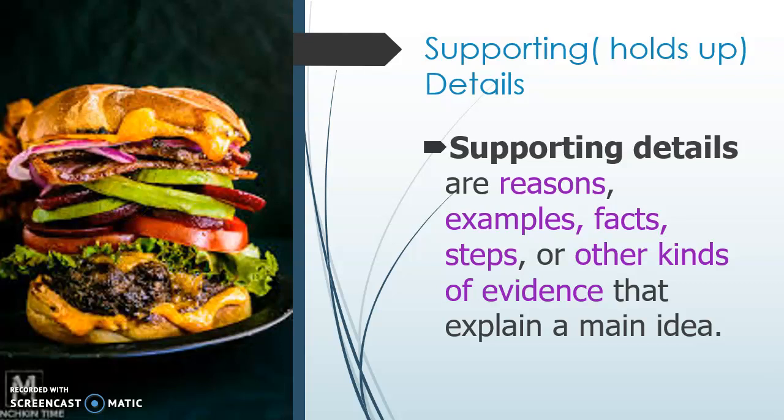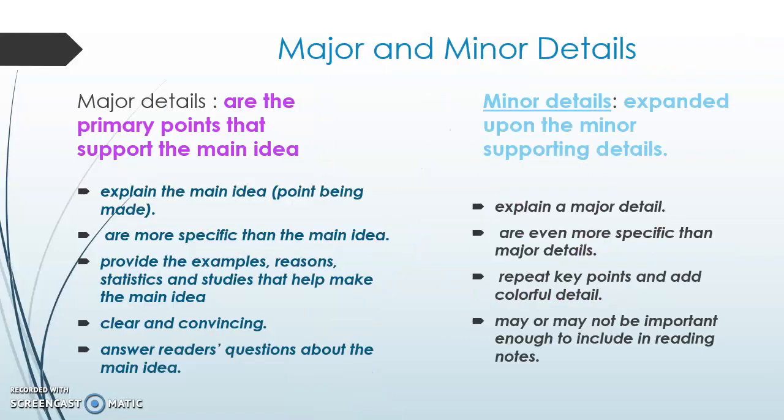So the supporting details are the things that are in the middle of the paragraph. These are reasons, examples, facts, steps, and other types of evidence that thoroughly explain the main idea, the topic, the subject. That is what we mean when we say supporting details. There are two types of details. You have major, you have minor.